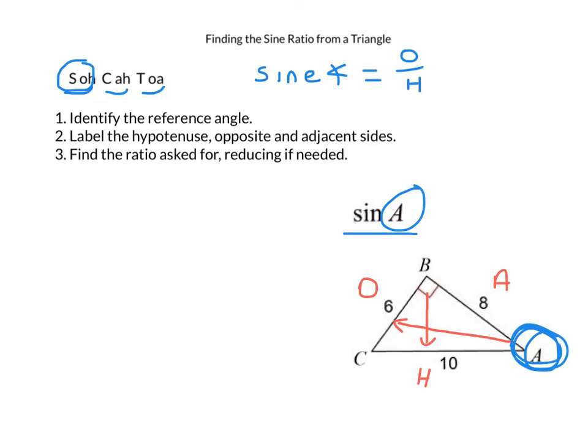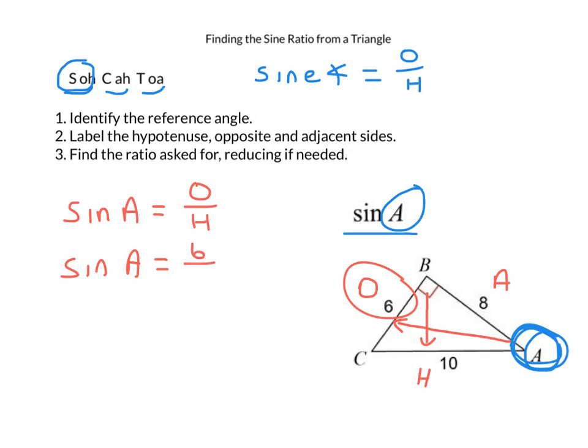Step 3 is to find the ratio they asked for. They're asking for the sine of A, and as I've written above, the sine is opposite over hypotenuse. So the sine of A, our opposite, we go right back to the triangle, is 6, over the hypotenuse, which is 10. And notice that it says reducing if needed. So 6 over 10 is our answer, but we want to simplify that. They can both be divided by 2. So 6 divided by 2 gives me a 3, and 10 divided by 2 gives me a 5. So that's one problem. We're going to do 3 more.